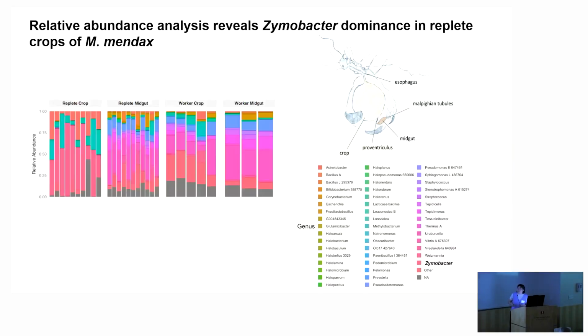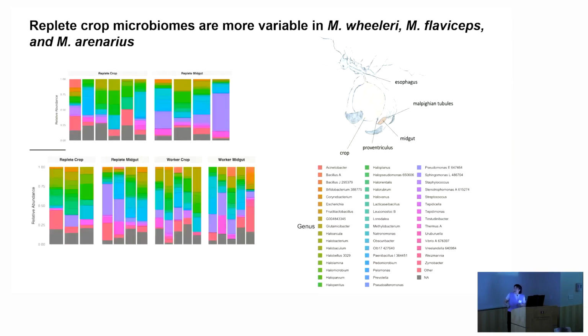When we look at Myrmecocystus mendax, it tells a slightly different story. In the replete crop, you don't see that abundance and dominance of Fructilactobacillus like you saw earlier in gold. Rather, you see a dominance of this red genus here. This is Zymobacter. And then when we look at other species like Myrmecocystus wooleri, it doesn't have that same pattern where the replete crop is completely dominated by a particular genus. It seems to be a lot more variable.